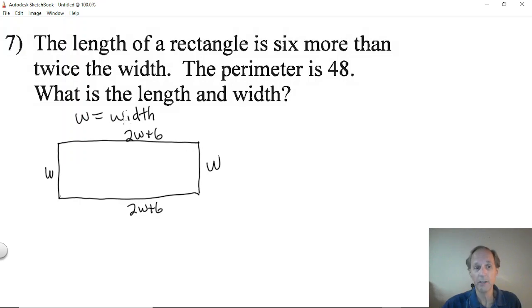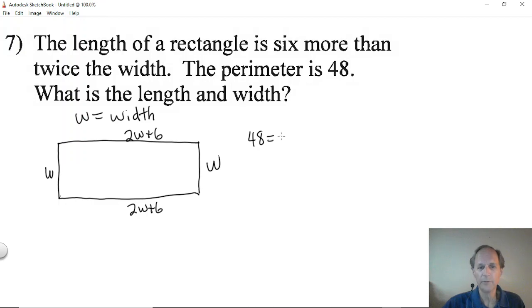This is w because that's what we said w is. It's the width. Okay, this one over here is also w. This long dimension here, the length, that's 2w plus 6. So is this one. So we know the perimeter is 48, and the perimeter is just the sum of all of those, right? So 48 is the perimeter, and that equals the sum.